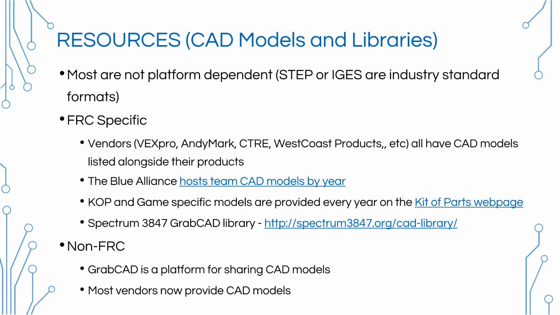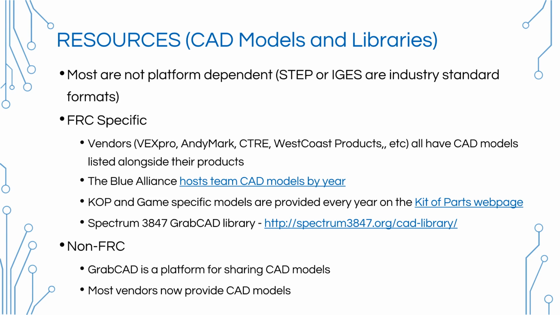snap rings. I'm trying to remember what we've all grabbed from there before, but pretty much anything you want, you can go download it: bushings, bearings, et cetera, and import it, and there you have it. You can make sure that it fits in your robot where you want it to. So these are all things that make your CADing life much easier.